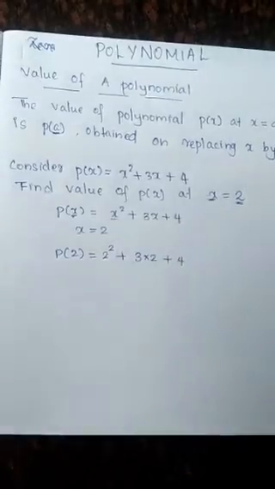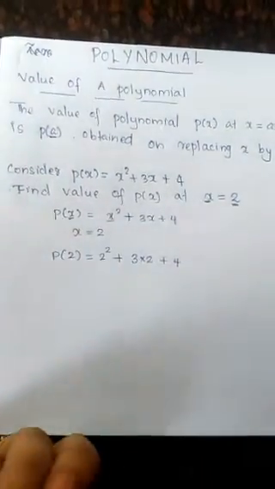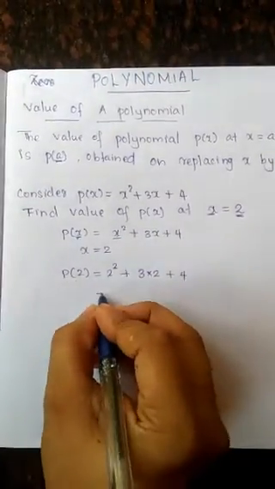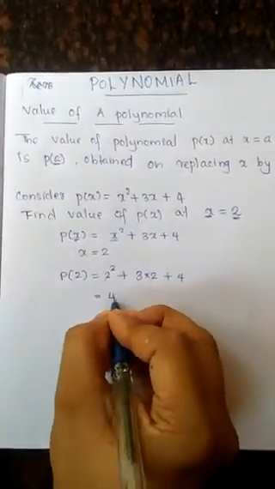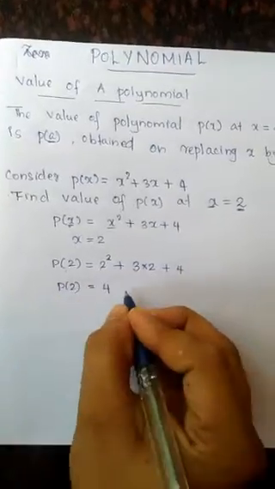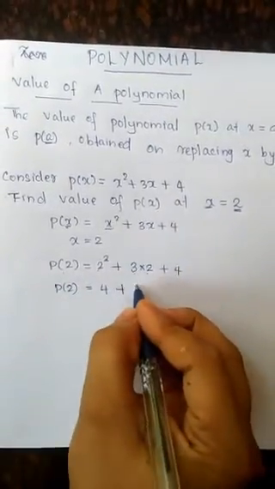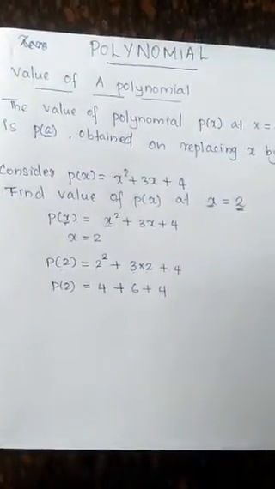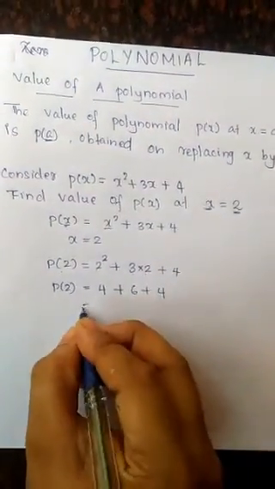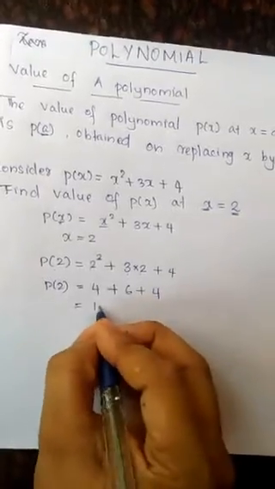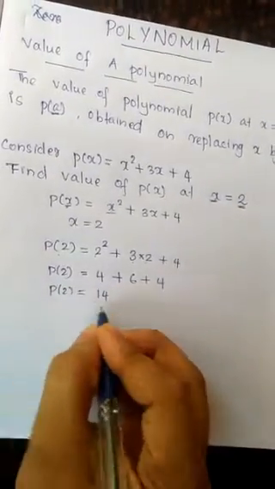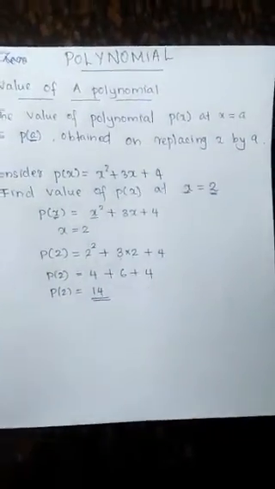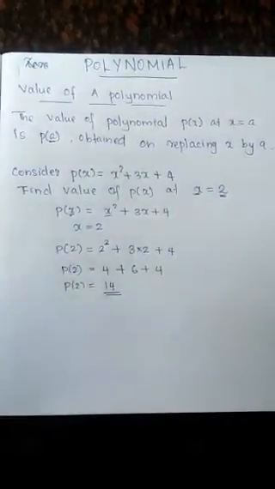We already know the DMAS rule, so we can apply the DMAS rule. 2 raised to 2, or 2 square, means 4. P of 2 equal to 4 plus 3 into 2, which is 6, plus 4. Now do the additions, we already know the arithmetic operation. 4 plus 6 plus 4, how much? 14. So p of 2 is equal to 14. This is the value of the polynomial when we replace x by 2.